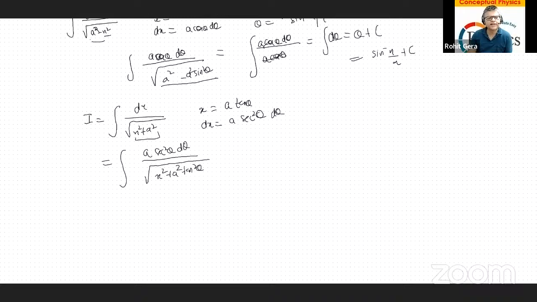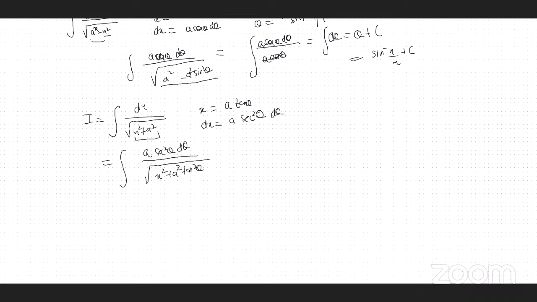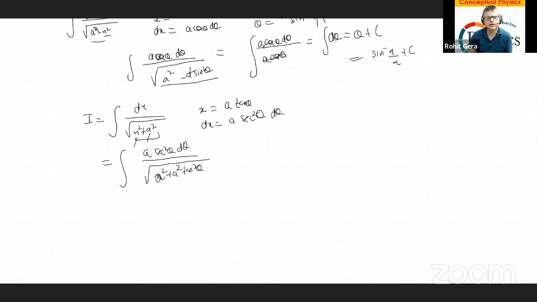Sorry, x को तो मैंने a tan theta डाल दिया ना. हाँ. So this is a square, ये x डाल दिया मैंने. So this is a secant squared theta d theta upon a secant theta. So secant theta d theta. What is the integral of secant theta? That you have to memorize.